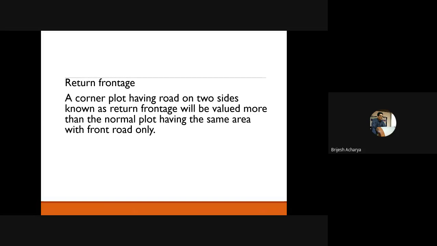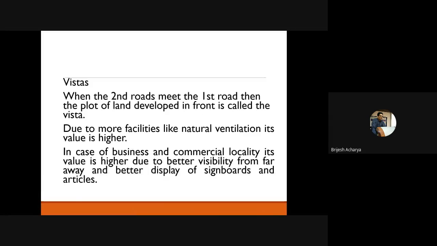Return frontage: a corner plot having road on two sides, known as return frontage, will be valued more than a normal plot having the same area with front road only. You know that in societies you will always see that corner plots are in demand. Why? Because those plots get more ventilation, light, etc., because they may be open on two sides, and because of that the value of a corner plot is more.